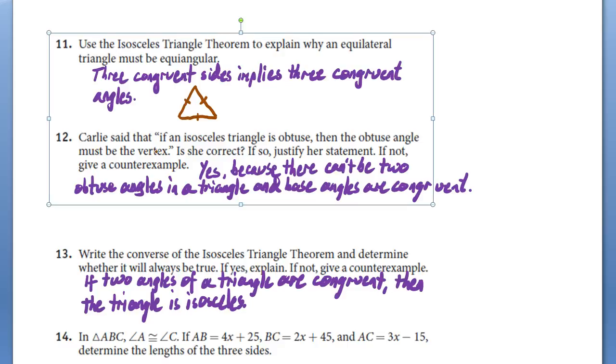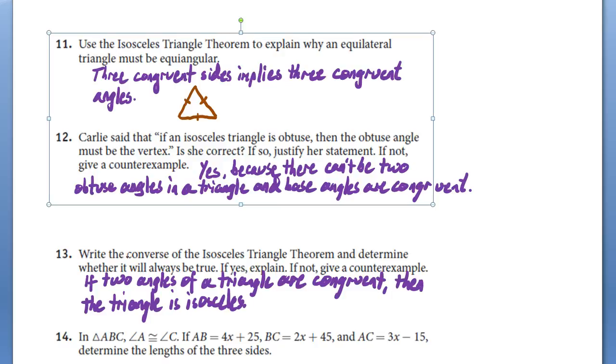Number 12, Carly said that if an isosceles triangle is obtuse, then the obtuse angle must be the vertex. Is she correct? Yes, she is, because there can't be 2 obtuse angles in a triangle. Obtuse angles are greater than 90 degrees, so you can't have 2 of those. You can't have 2 angles that are both greater than 90 degrees and still have the 3 angles add up to only 180. That wouldn't make any sense.